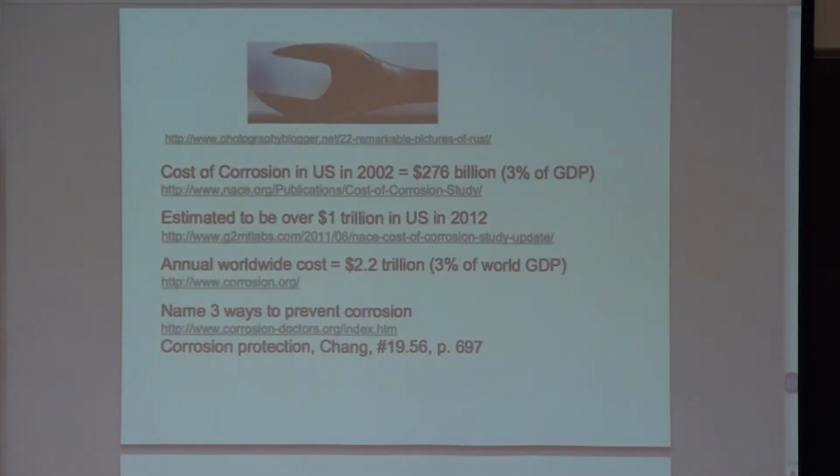And then the last part on electrochemistry is corrosion. The cost of corrosion in the U.S. in 2002, a study was done, was $276 billion. This is 3% of our gross domestic product. For this year, it's estimated to be over $1 trillion, just the cost of corrosion. The worldwide annual cost of corrosion is $2.2 trillion. That's 3% of the world gross domestic product. So really corrosion is another area which economically is very important to either minimize or to solve because of these huge costs of dealing with corrosion.